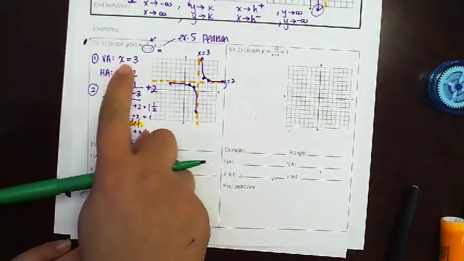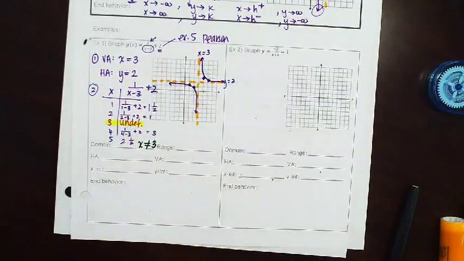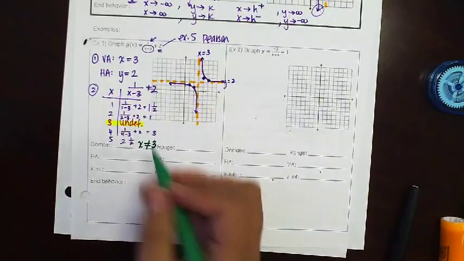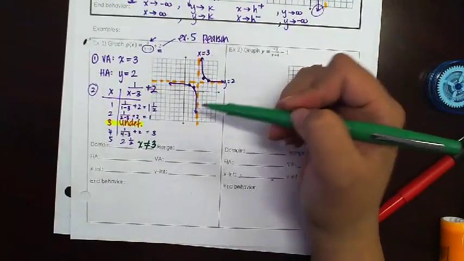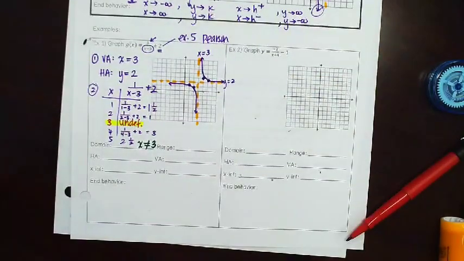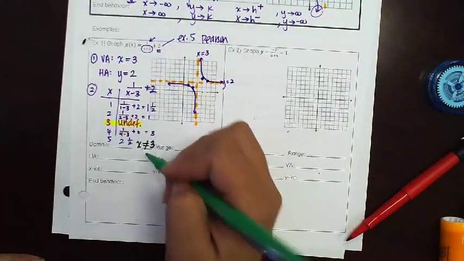It's very similar to the vertical asymptote, but the domain, remember, is all the possible values that x can be. If you just put x equals 3, that means the only x value you're allowed to plug in is just 3. So what we're trying to say is x can be anything except that vertical asymptote. You can't touch it. So x cannot equal 3.